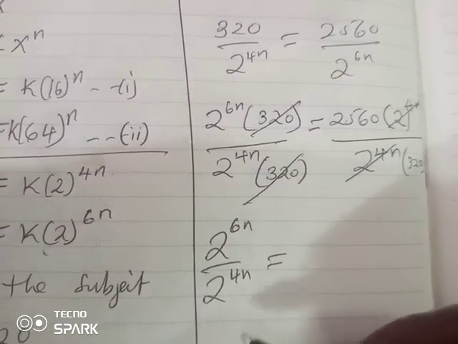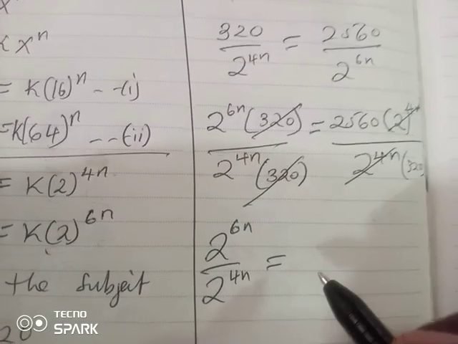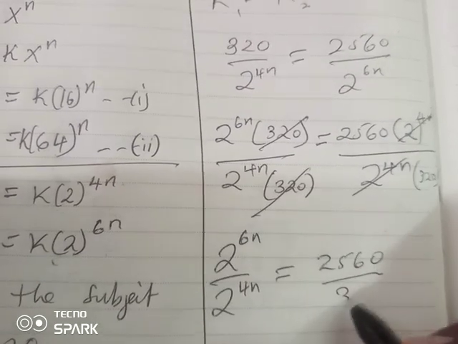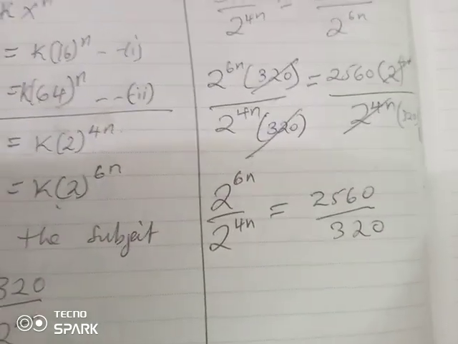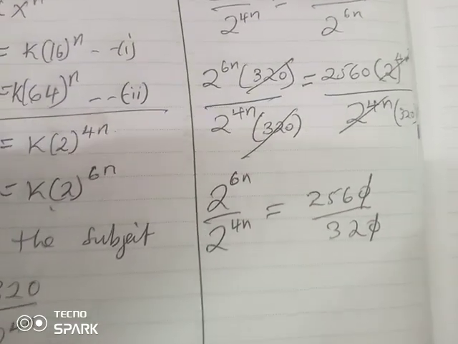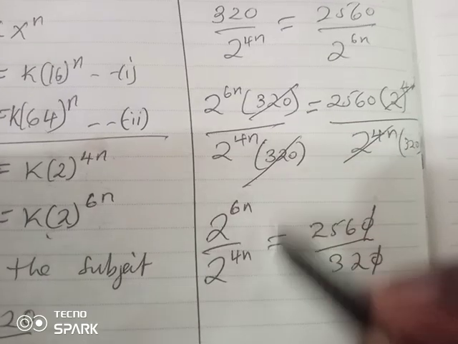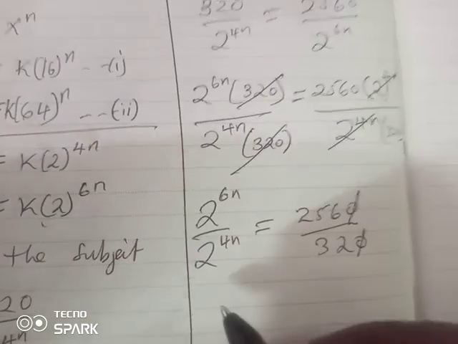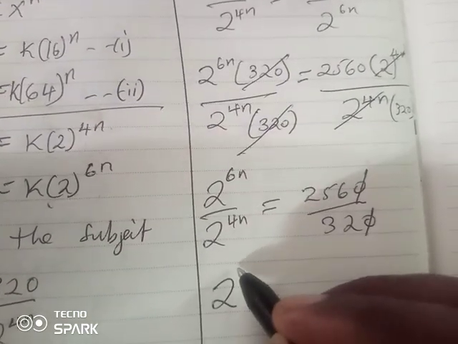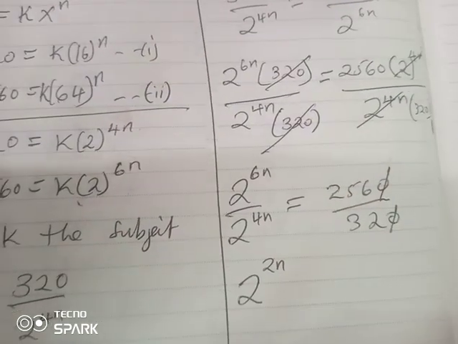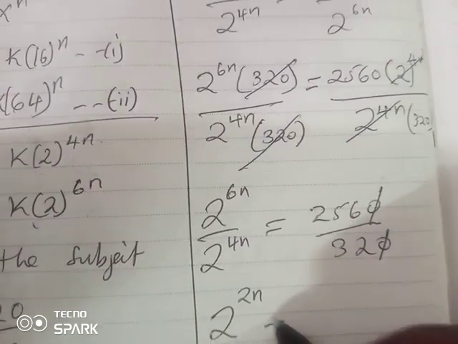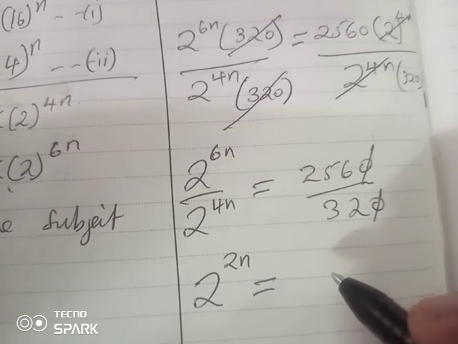I've tried to group the indices together, the numbers with the base of 2. On the other hand, we shall remain with 2560 over 320. So this question is long gone. Cancelling the zeros, now obeying the law of indices, when the bases are divided, the powers are minused, and therefore we shall remain with 2 power 2n. That is 6n minus 4n is equal to 2n, which is equivalent to, dividing through, we get 8.